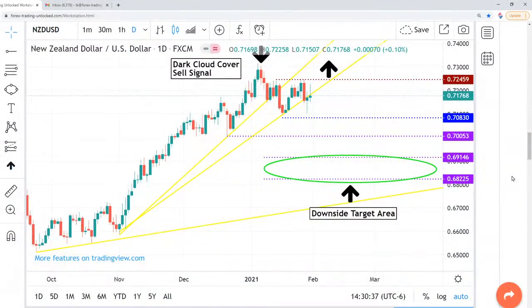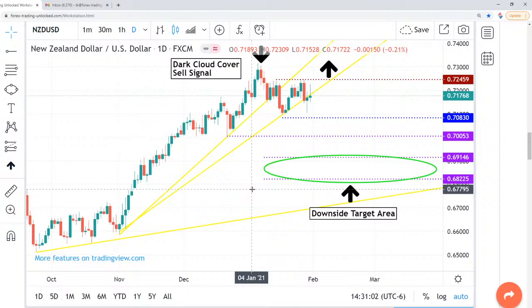All right, New Zealand dollar, US dollar. Dark cloud cover sell signal that was triggered at the beginning of January. Since then, the market had made a higher move low, then a lower move high, a lower move low, and lower move high, and then now we're kind of in a limbo here. So what are we going to do with this? Well, right now on the hourly, we are short-term bearish. On the daily, we are bearish.